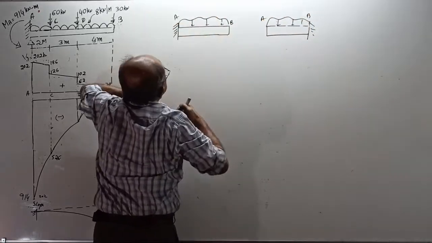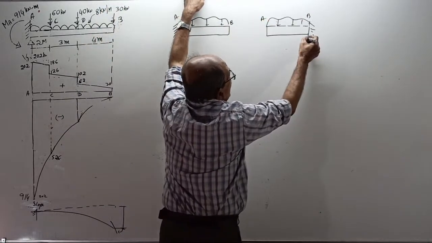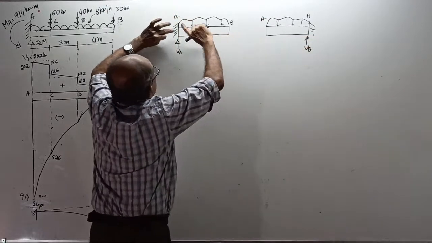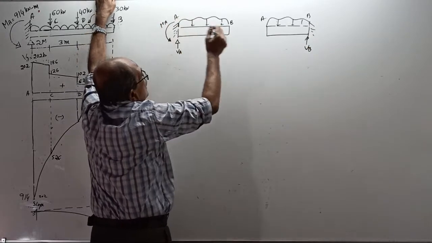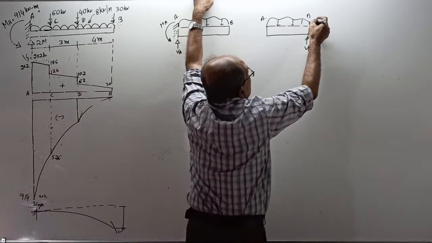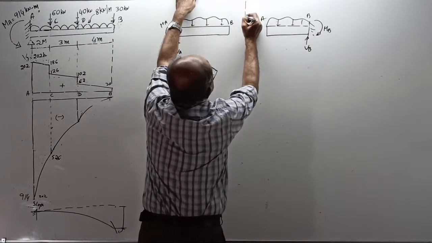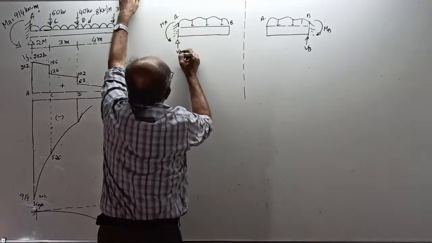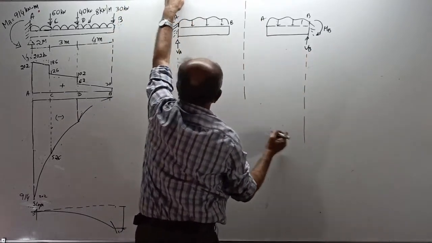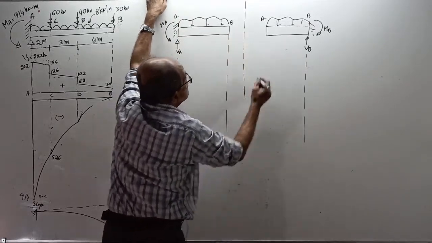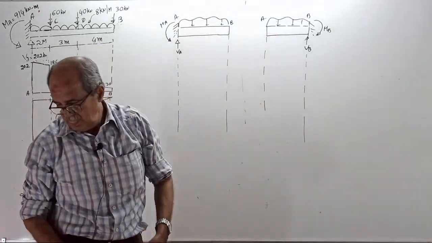Remember, if the load is down, there will be an upward reaction VA. If the load is down, there is an upward reaction VB. If this rotates in the clockwise direction, a balancing moment MA will come here. Here, this will rotate in the anti-clockwise direction, and a balancing moment MB will come here. Tell me, fully clear or not? These two cases. Okay, now.